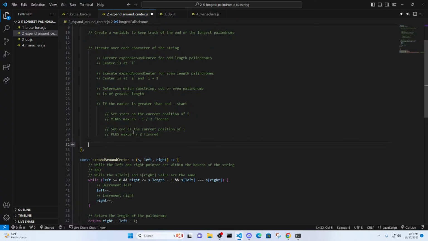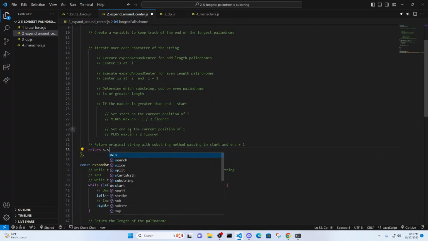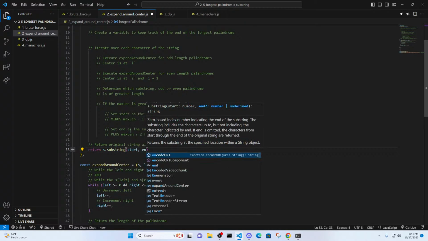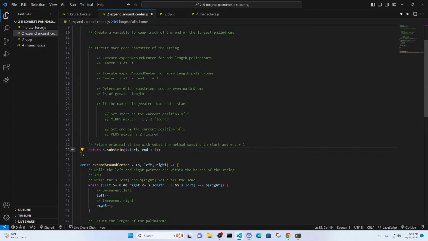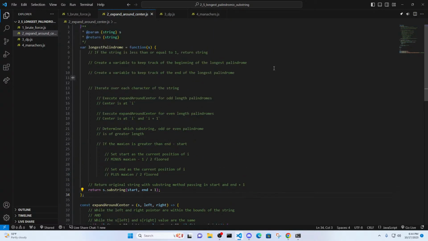And that's basically our for loop, and then we just return the original string with the substring method, passing in start and n plus 1 to make sure that we actually capture that last one too. If you just do n, then it won't capture that last one. It'll end just before the last one. So there we go. You could go ahead and type the code out if you want to give it a shot.